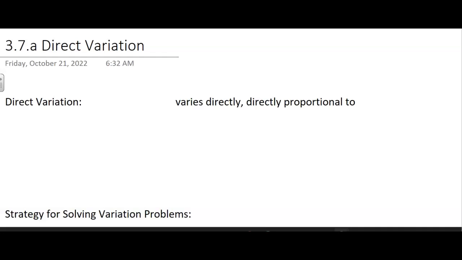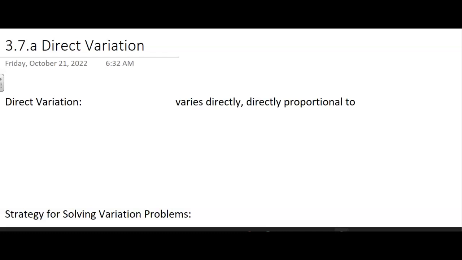So in section 3.7, we're going to talk about variation problems. And variation problems, they usually pretty much all come the same way, but they're very useful in the real world. They establish relationships of direct variation, indirect variation, and so forth, these different types. And then we can use the numbers and predict things, and it can be very useful to us.